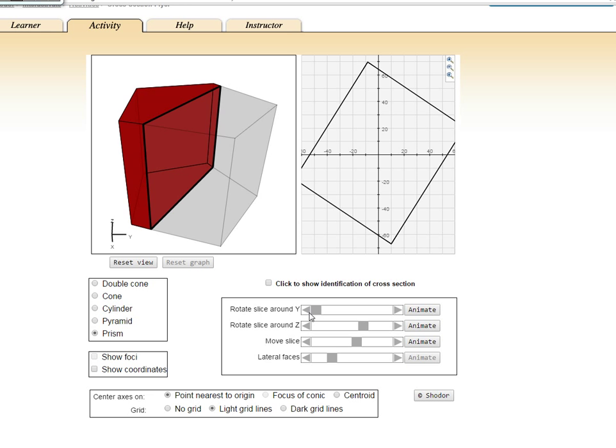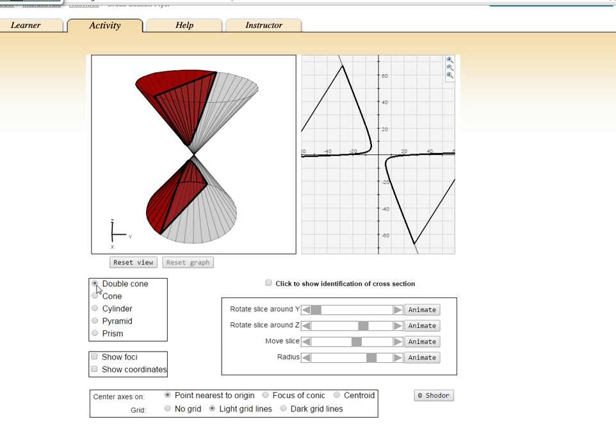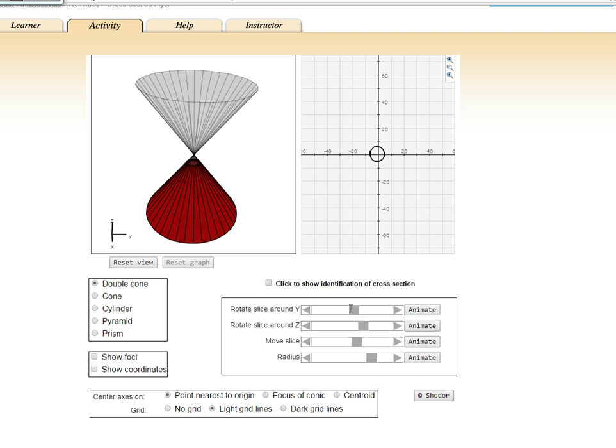Makes sense. Let's see if we've done all of them. Double cone. Now, I'm getting ahead of myself. I pulled this actually off of a calculus website. When you get into pre-calculus and calculus, you start talking about what are called conic sections. Some of your conic sections, like I said, I'm a little bit ahead of myself, but that's all right. Some of your conic sections, let's see if I can slide that up and down.